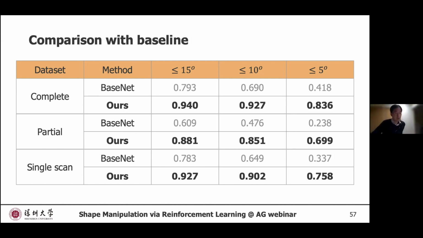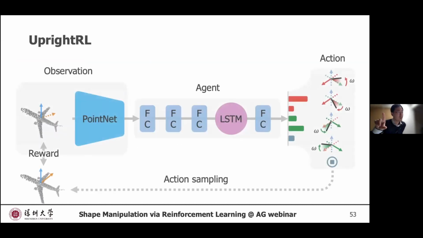Yeah, so I found your class transfer very interesting, and I want to know a little bit more. So you predict the upright orientation, right? And in the reward function, in the training, is the ground truth given? Yeah, during the training, we used the ground truth.